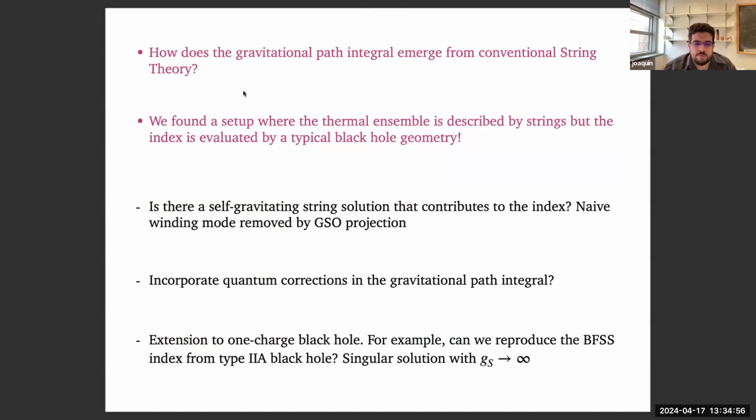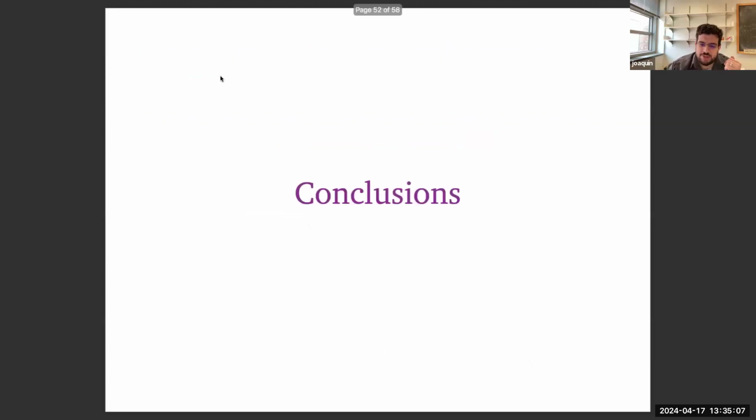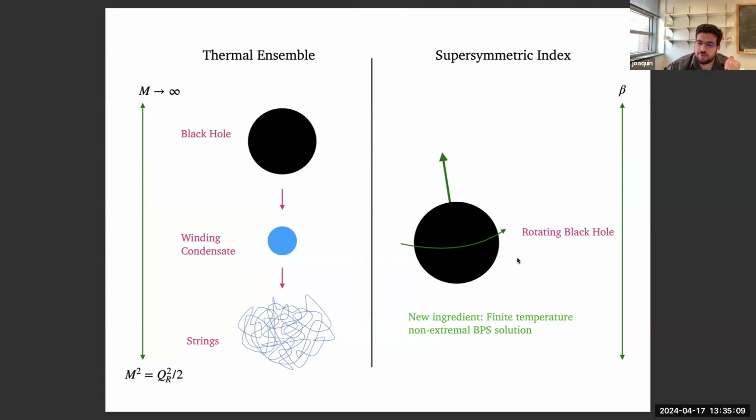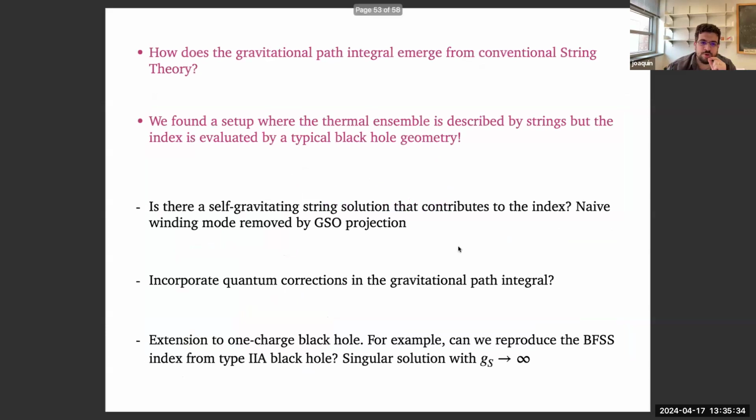Okay, so that's all. Some open questions: I think this is a nice setup to study how the gravitational path integral emerges from conventional string theory, because this is a case where we have the gravitational path integral that is typical for a black hole that computes the supersymmetric index. But this gravitational path integral with a black hole is computing properties not of a black hole, but of a string. So this is different from Reissner-Nordström, where you can compute the supersymmetric index with a black hole, but in the thermal ensemble, you also have a black hole. I don't know any other example that has this feature. So I think this is a good setup to study this problem.